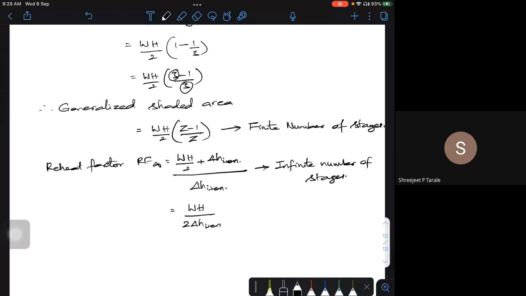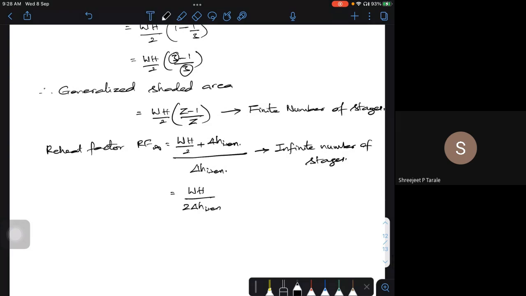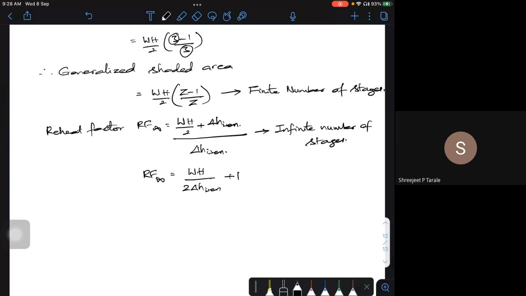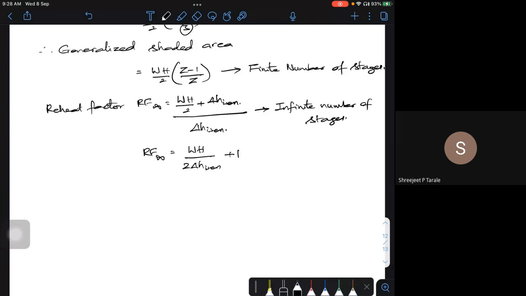So WH by 2 plus delta H isentropic. Yes, I have written delta H isentropic. Then I can write this as plus 1, WH isentropic, because this cancels out. So this will be plus 1. This is for the reheat factor. Now, reheat factor minus 1. If I take this to the left hand side, reheat factor infinity minus 1 is equal to WH by 2 times your delta isentropic. Let me call this equation number 2 or 3.